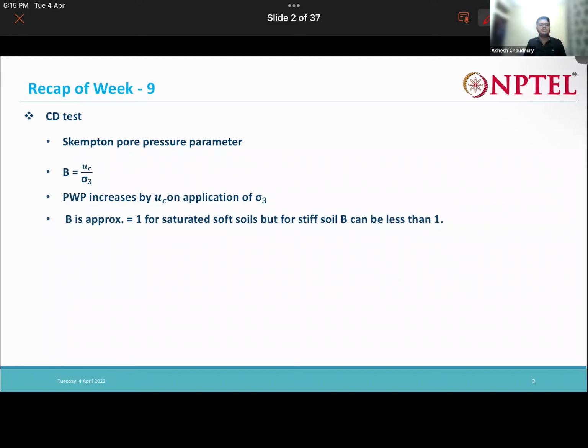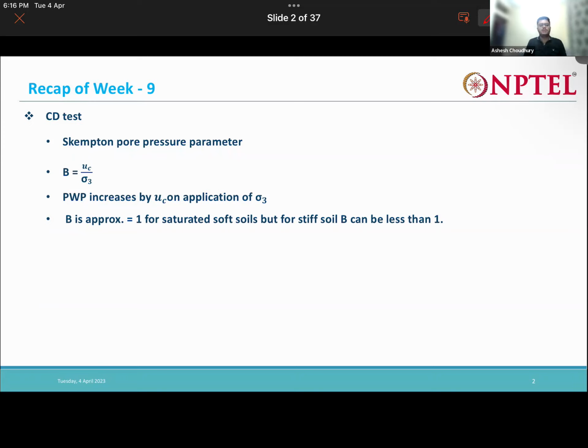How do we check that our soil is completely saturated or not? We check it by calculating our B parameter, and it should be close to 1 to ensure that our soil is completely saturated. After we ensure that, we start our consolidation stage. How do we start it? We keep increasing the cell pressure and fix it at one point. Then you open the drainage valve. As soon as you open the drainage valve, what will happen? The pore water will start to come out.